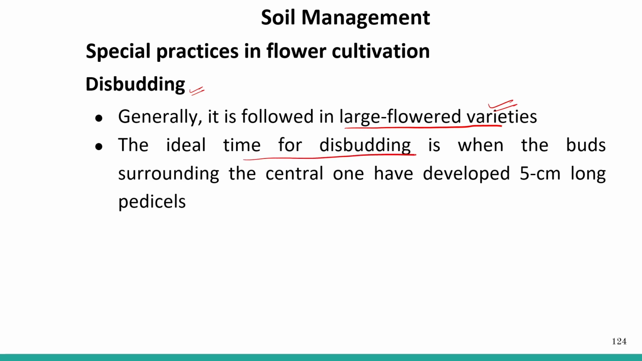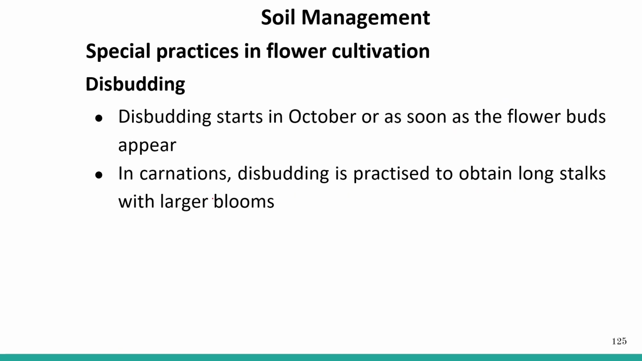The ideal time for disbudding is when the buds surrounding the central one have developed 5 centimeter long pedicels. Disbudding starts in October or as soon as the flower buds appear, right? So as the flower buds start to appear, you can do disbudding. In carnations, disbudding is practiced to obtain a long stalk with larger blooms. So this is one of the flowers where disbudding is practiced to have a long-stalked flower with larger blooms.